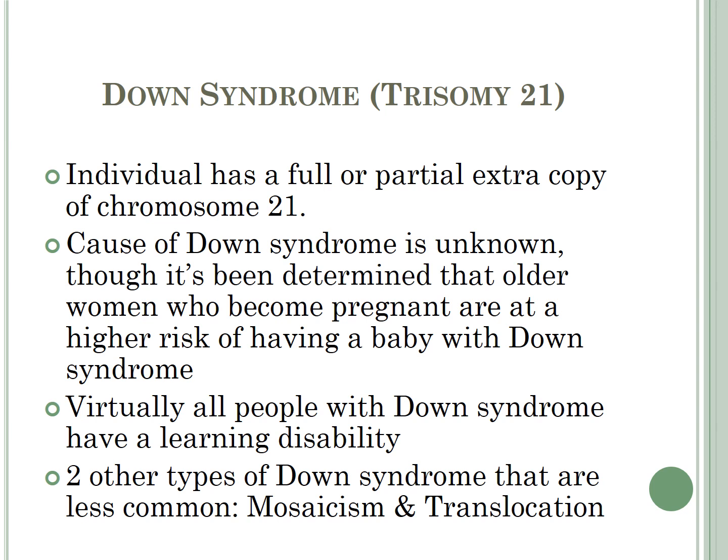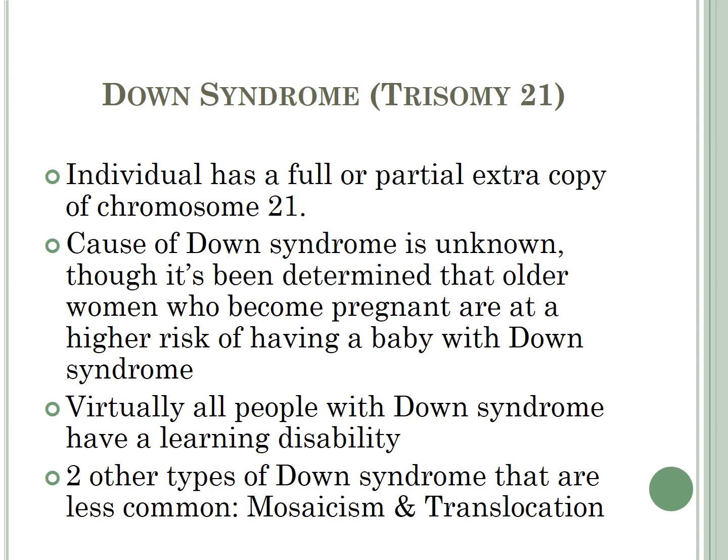And now I'm going to talk about Down syndrome. There are actually 3 types of Down syndrome total, but I'm just going to talk about the most common type, which is trisomy 21. And in this type of Down syndrome, the individual has a full or partial extra copy of chromosome 21. And overall, the cause of Down syndrome is unknown, but it has been determined that older women who get pregnant are at a higher risk of having a baby with Down syndrome.